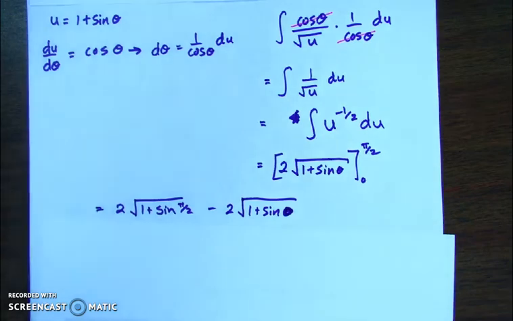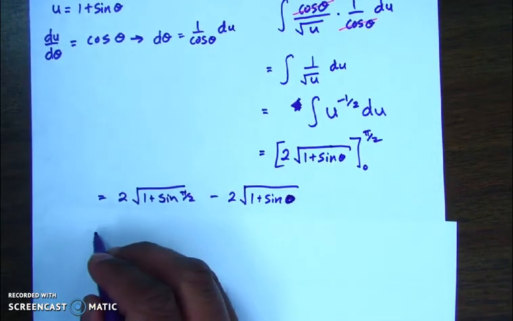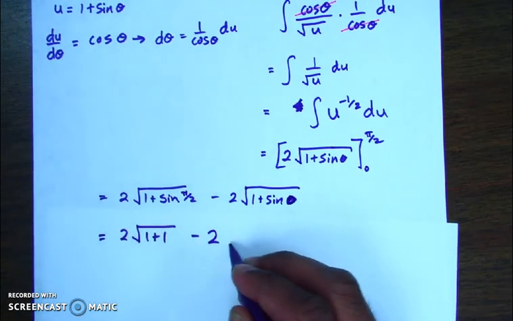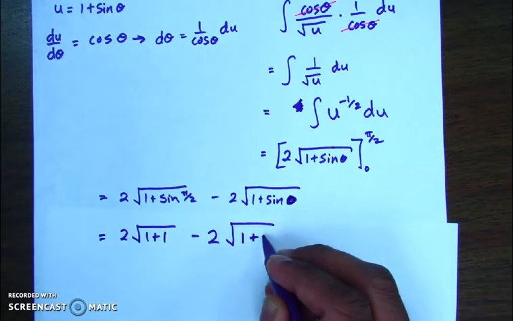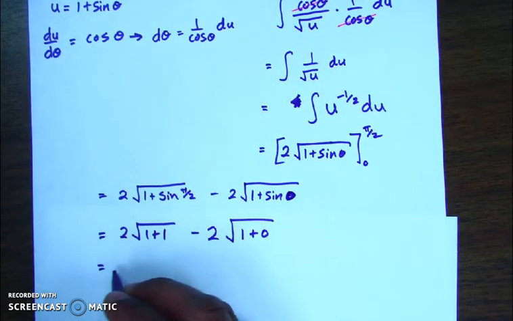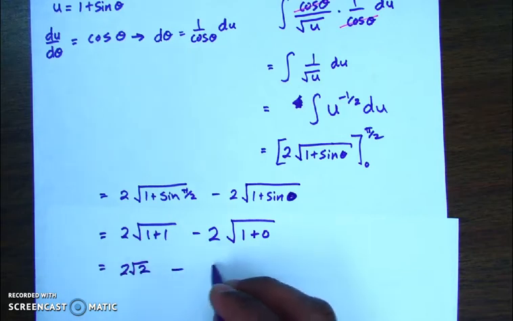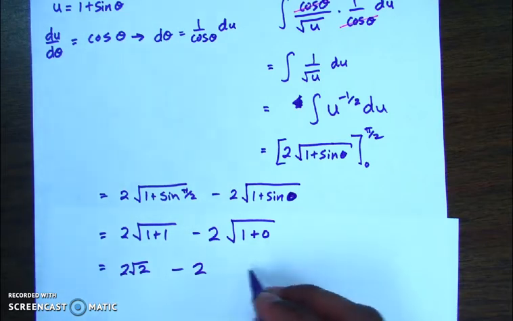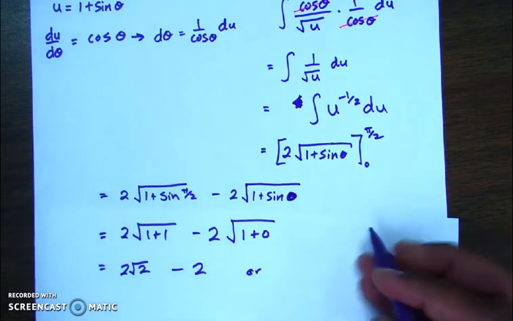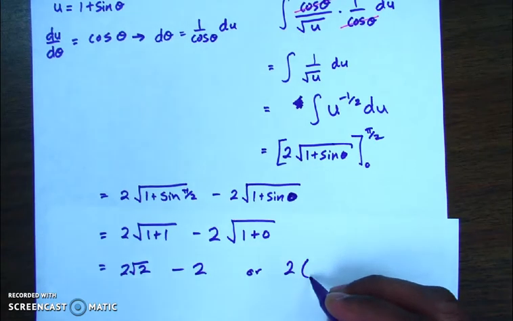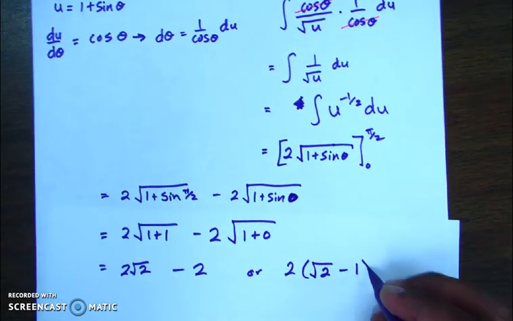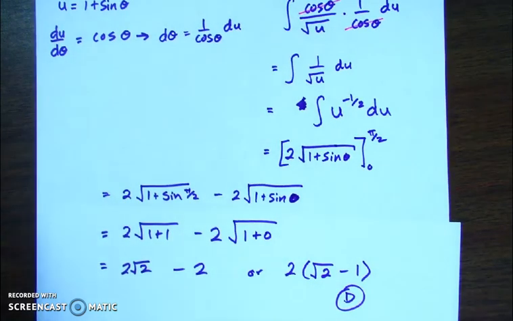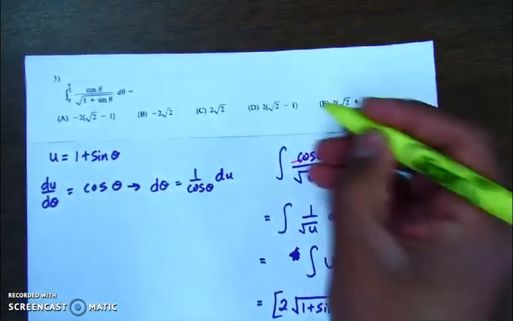That's a 0, not theta. So sine of 0. So you get 2 radical 1 plus 1 minus 2 radical 1 plus 0. This is 2 radical 2 minus, now this is 1, so the square root of 1 is just 1 times 2 is 2. So this is the answer, or 2 radical 2 minus 1 after we factor out the 2, and you can see that that's D. Alright, so the answer is D.